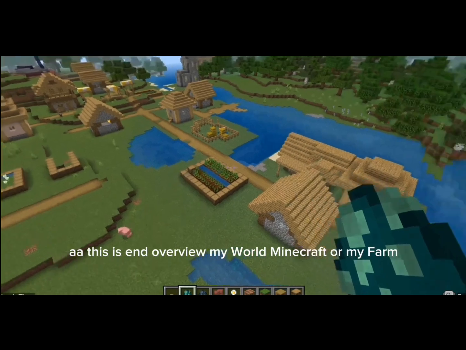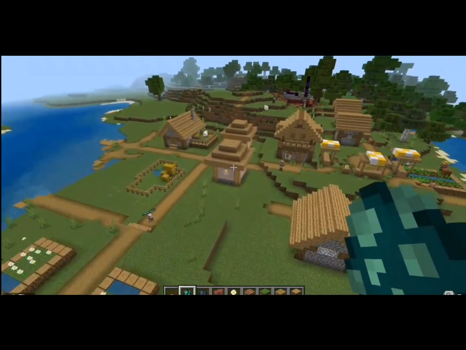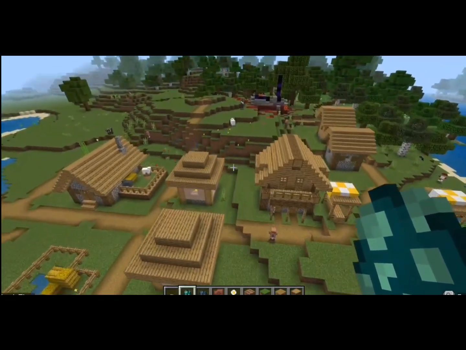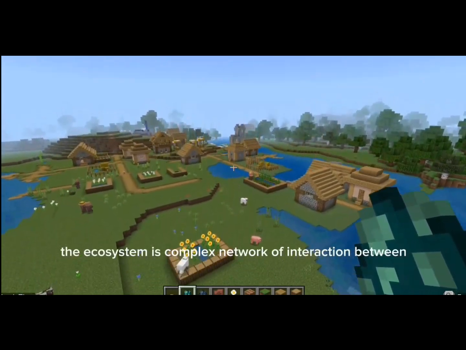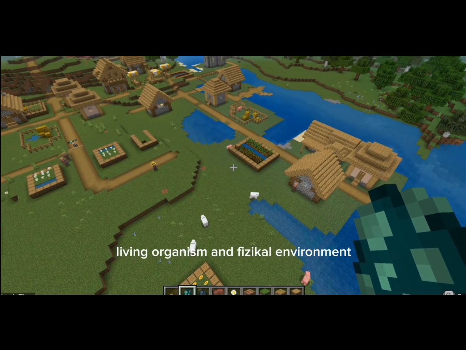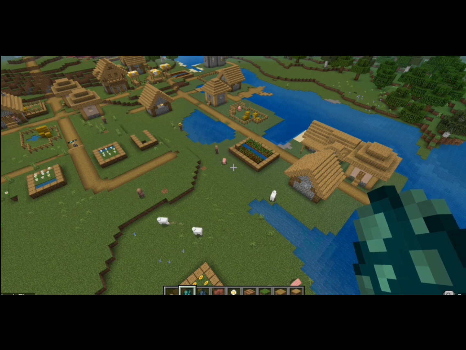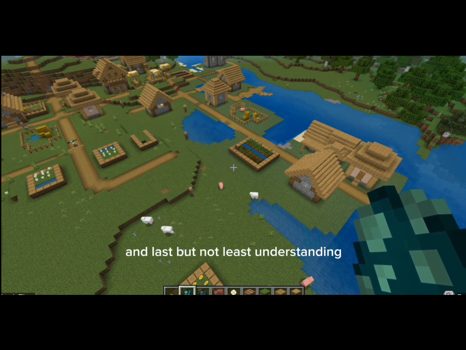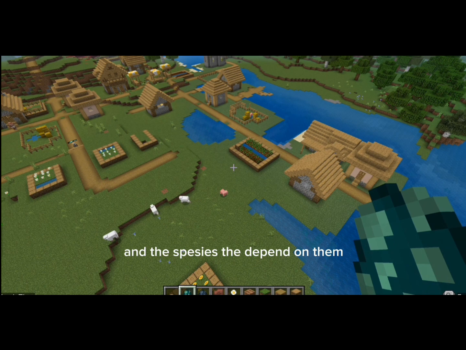This is an overview of my Minecraft world, or my farm. So I already presented about saprophytism, predation and symbiosis. In conclusion, the ecosystem is a complex network of interactions between living organisms and their physical environment. Organisms in an ecosystem interact in various ways. And last but not least, understanding these interactions is crucial for preserving the health of ecosystems and the species that depend on them. So that's all. Thank you.